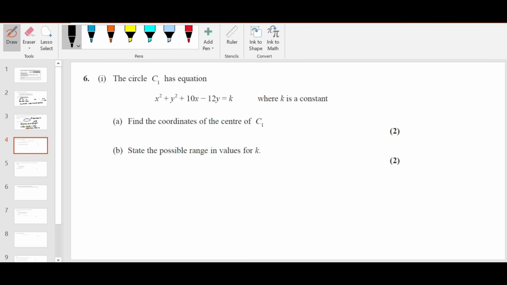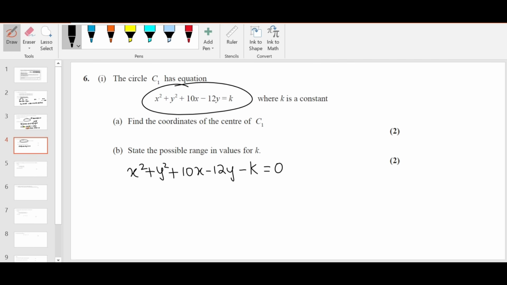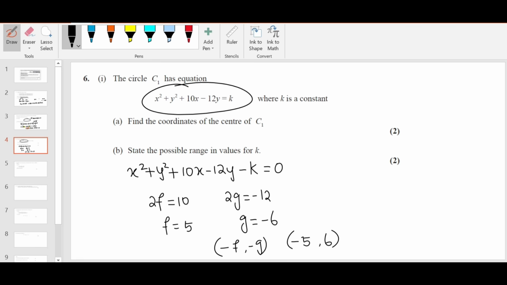Question number 6 now. The circle, where k is a constant, the equation of the circle is given. Find the coordinates of center C1. Okay, I'm going to write the equation of the circle, plus 10x minus 12y minus k equal to 0. Take the coefficient of x as 2f, so f is 5. Take the coefficient of y as 2g, so g is minus 6. The center is minus f comma minus g, so negative 5 comma positive 6 is the center.